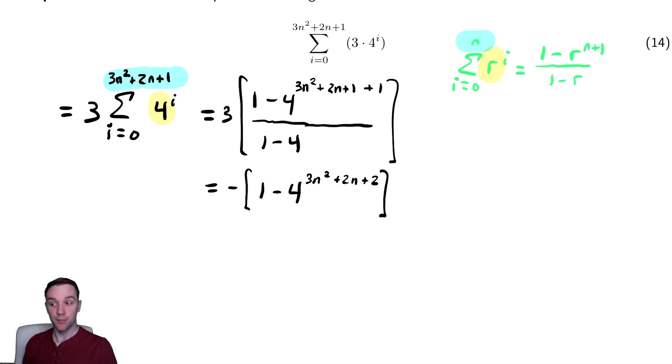However, it's not particularly important to us. We just wanted a closed form expression. Notice, again, it did not matter that the top bound was this horrible mess of a polynomial. This formula still works just fine.